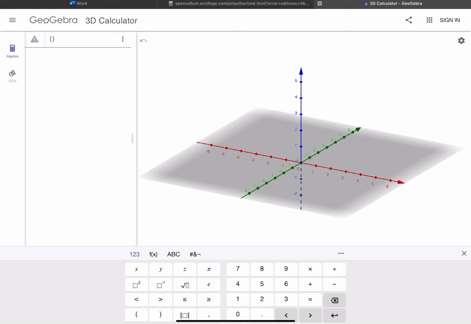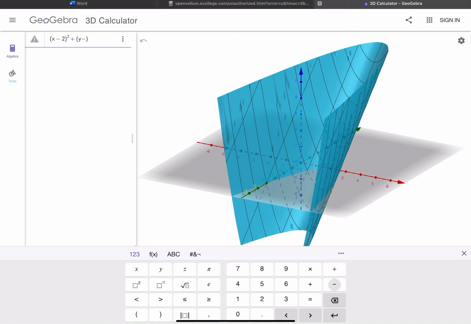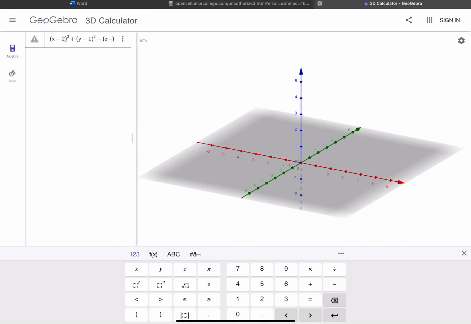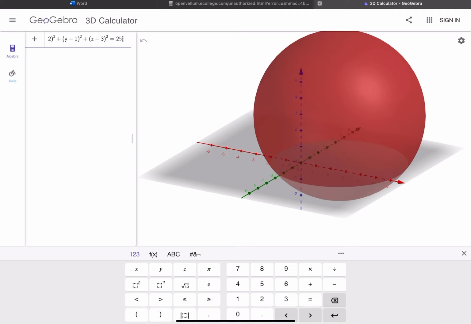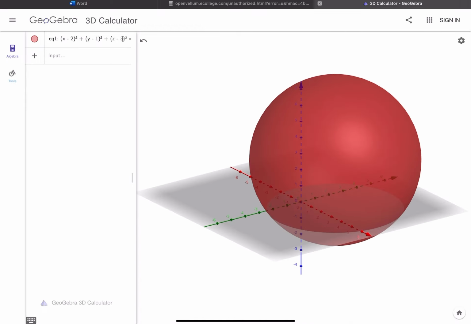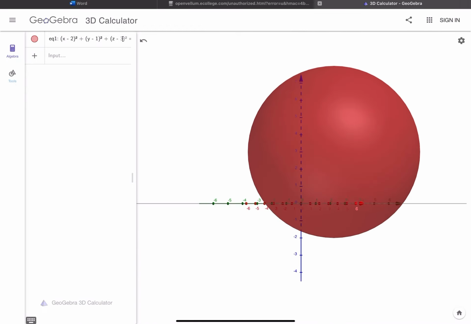So we had x minus, let's see if I can remember, x minus 2 squared plus y minus 1 squared plus z minus, I believe it was 3 squared, and that equaled 25. Cool. So now we get this sphere, which has a radius squared of 25.